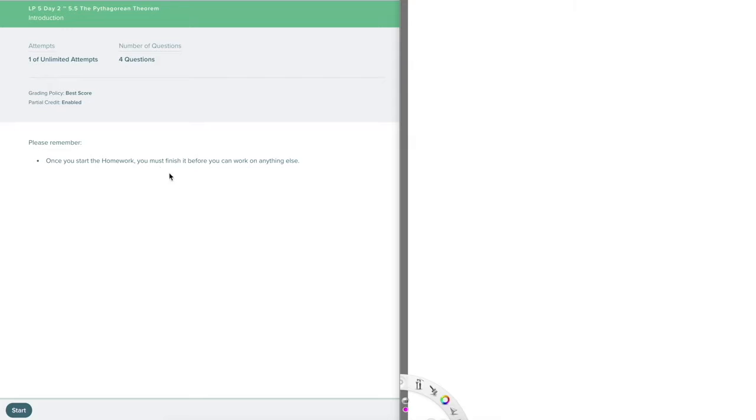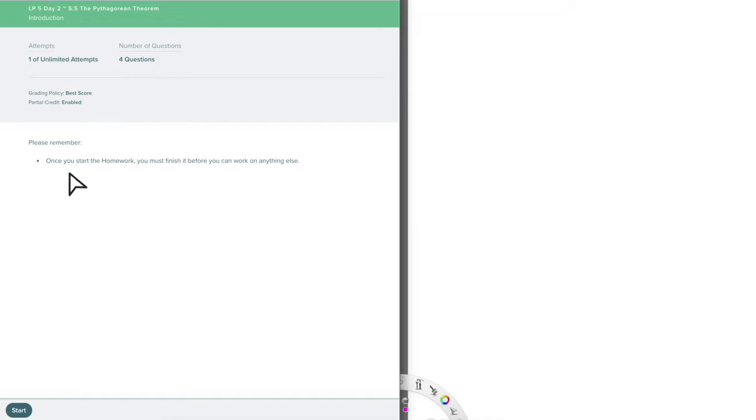As always, a couple things you'll see on the main screen here. You'll see a due date on your student screen. I don't see it on the teacher preview here, but you'll see it on your student screen. The second thing are the number of attempts. You always have unlimited attempts on your homework assignments, your quizzes, and your tests, so you can come back in and try them as many times as you would like. Number of questions is 4 questions for this particular assignment. For grading policy, it's always best score, so whichever attempt is the best one is the one you get to keep. And partial credit is always enabled, so if you answer 1 of 4 questions correctly, you get credit for the 1 question, or however many you answered correctly.